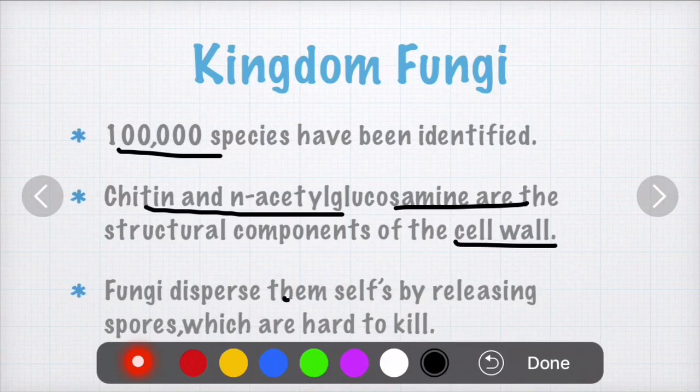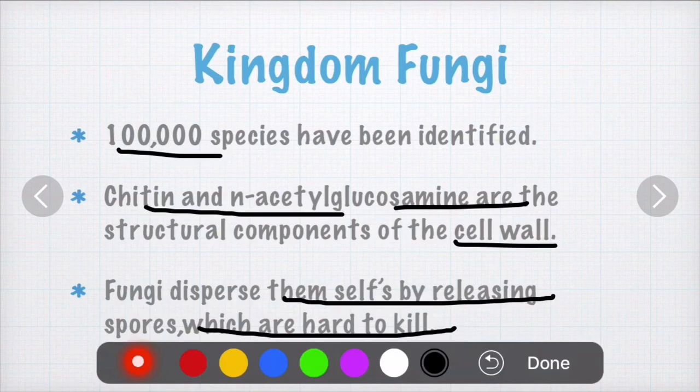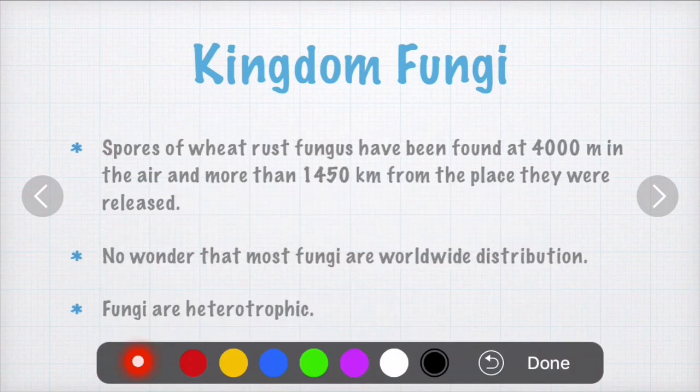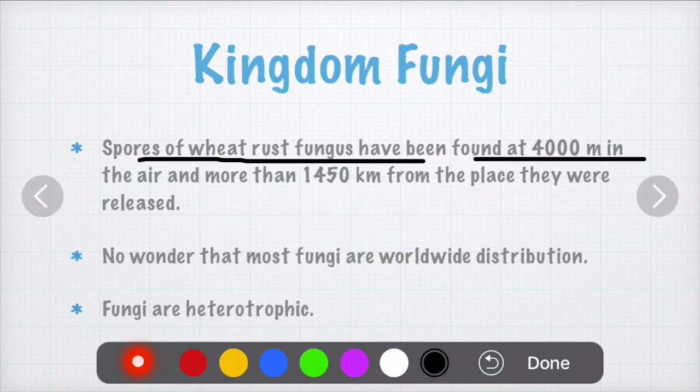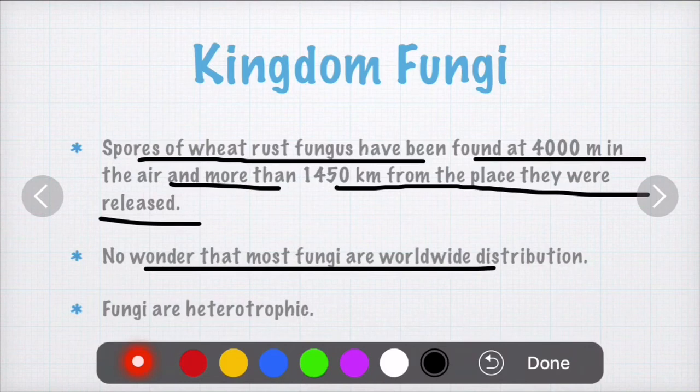Fungi disperse themselves by releasing spores. The spores are very hard to kill. For example, spores of wheat rust fungus have been found at 4000 meters in the air, more than 1450 kilometers from the place they were released. No wonder that most fungi have worldwide distribution. Fungi are heterotrophic. They depend on other organisms for nutrition.